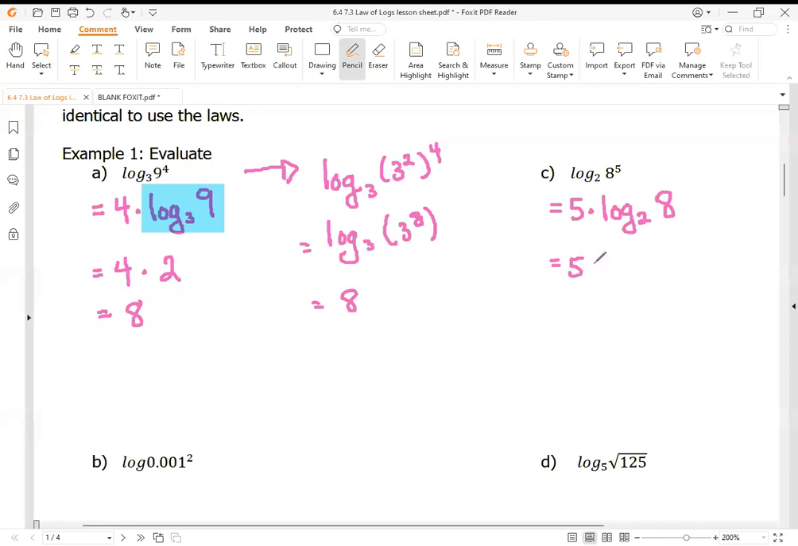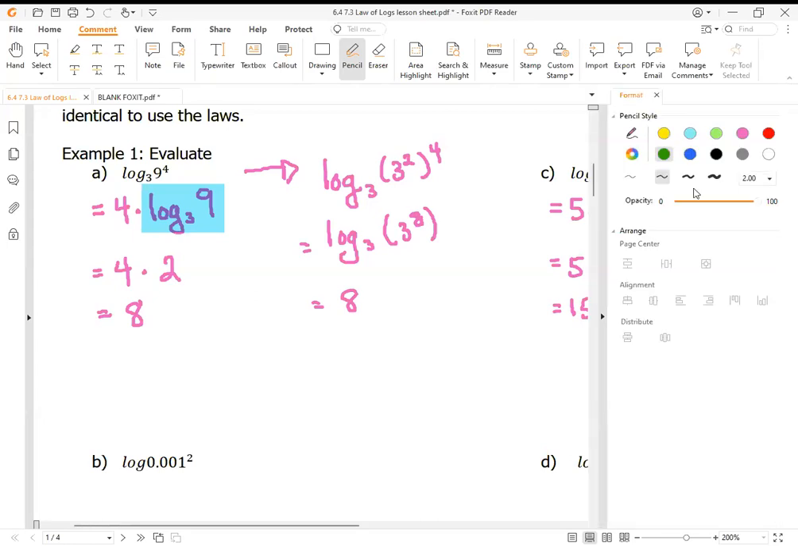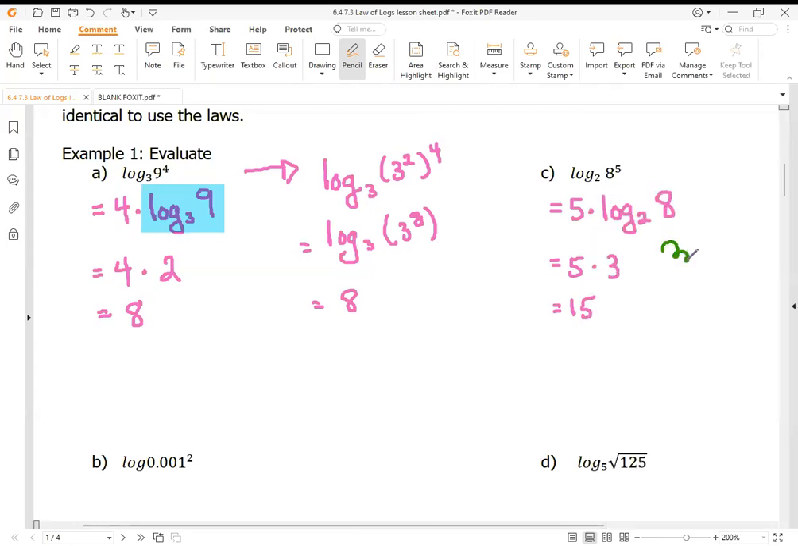So 5 times 2 to the power of what gives you 8? It's a 3. The answer is 15. And I don't know why I'm writing with ink.